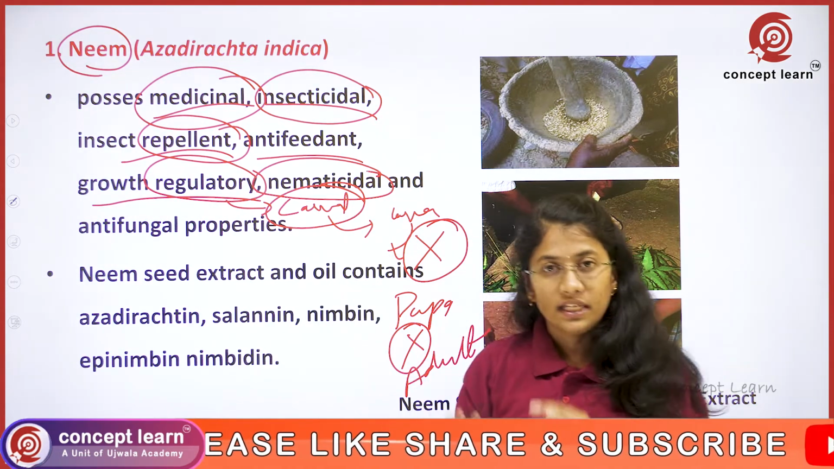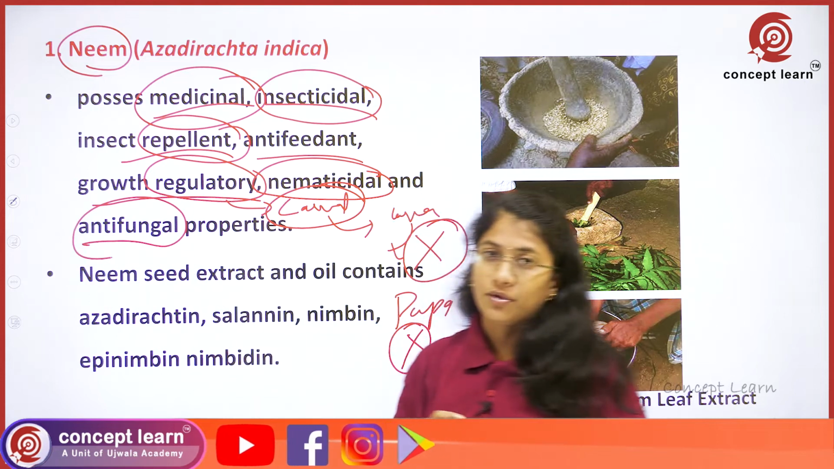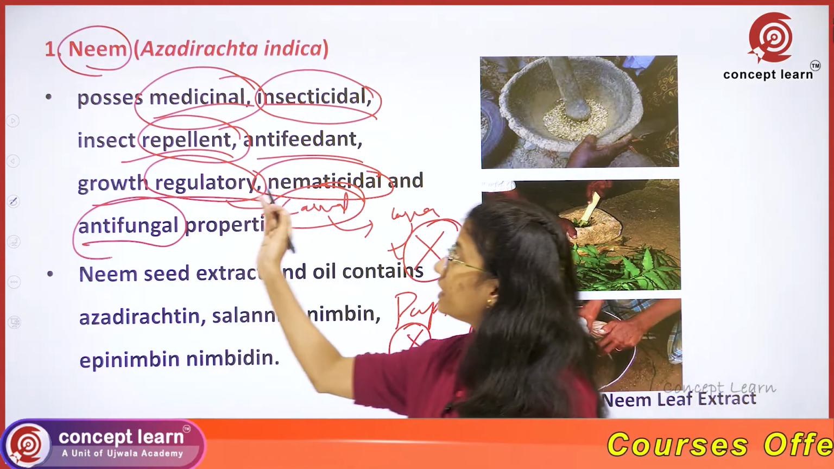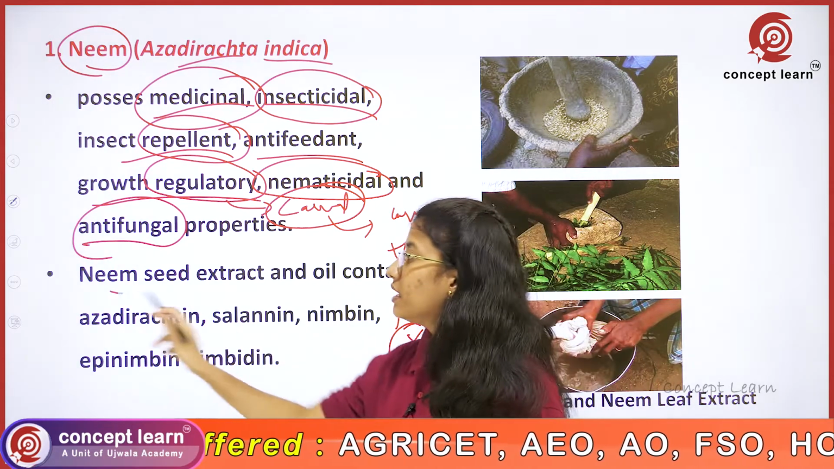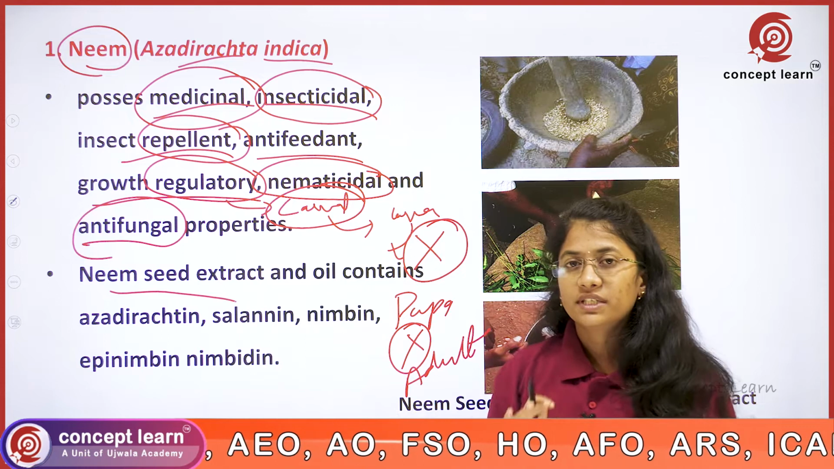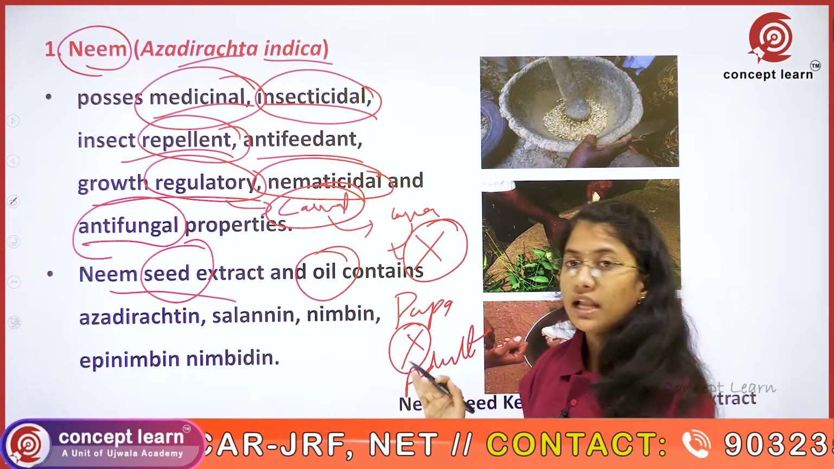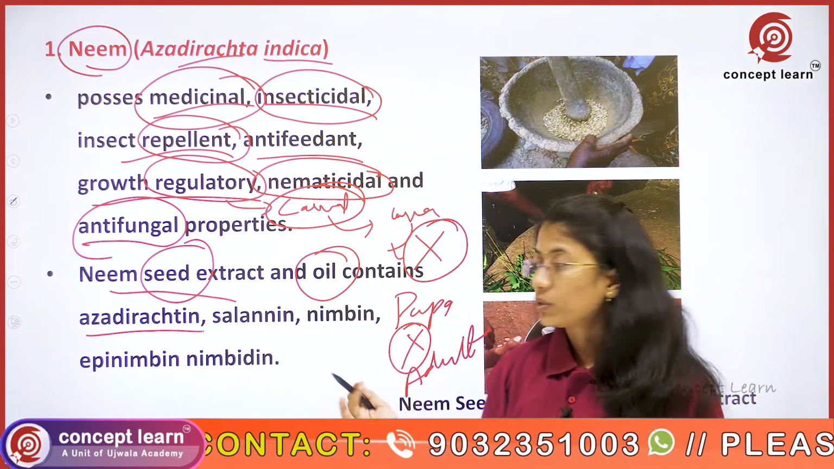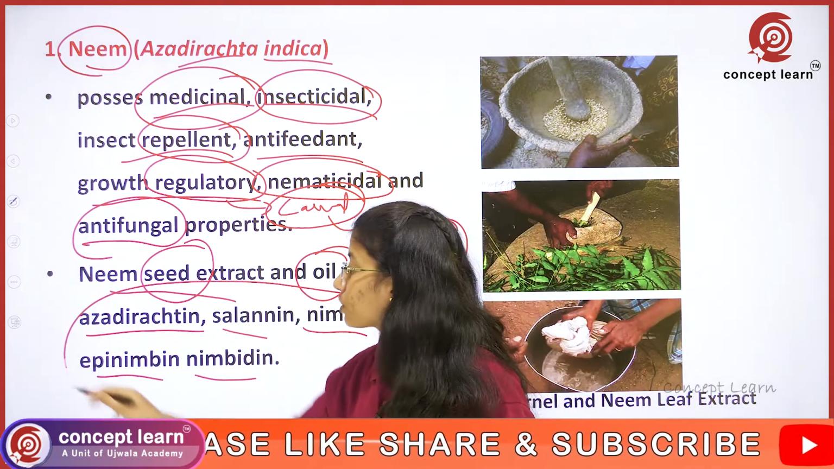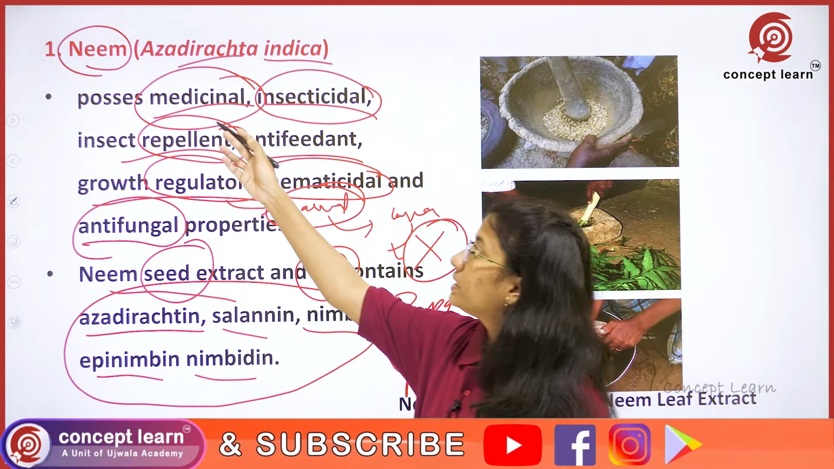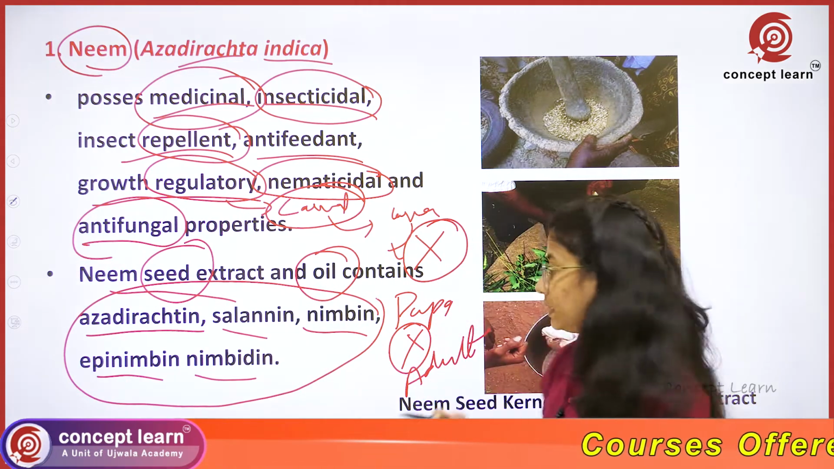And nematicidal: neem products can also be used as a killing agent of nematodes, and they possess antifungal properties. Even fungal diseases can be prevented with the use of these neem products, that is, Azadirachta indica. Most of the beneficial compounds from neem are extracted from its seed and oil. The seed and oil contain major compounds like azadirachtin, salannin, nimbin, epinimbin and nimbidin. These possess the medicinal, insecticidal, insect repellent, anti-feedant, growth regulatory, nematicidal and antifungal properties.